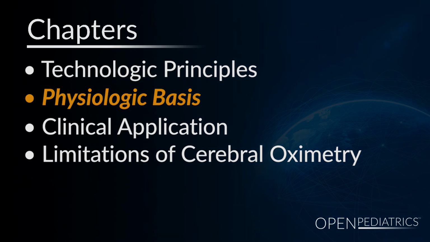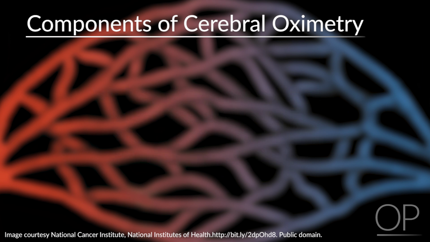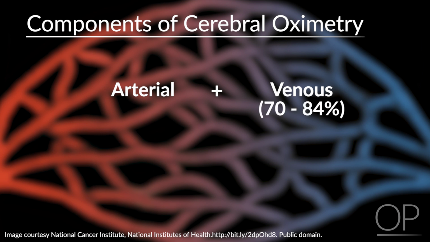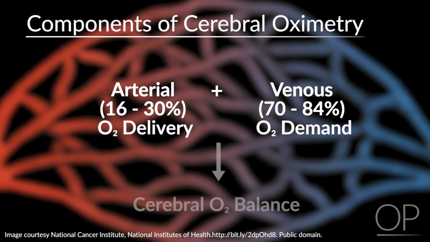Physiologic basis. Cerebral oximetry is a non-invasive optical technology using near-infrared spectroscopy to measure a weighted hemoglobin oxygen saturation in an uncertain mixture of small arterioles, venules, and capillaries. With cerebral oximetry, there is both an arterial and a venous component to the measurement. In most body compartments, the venous compartment is much larger than the arterial compartment. Hence, this weighted average is a venous weighted average. The arterial component represents an element of oxygen delivery, while the venous component represents oxygen demand. So, with cerebral oximetry, one can evaluate cerebral oxygen balance.